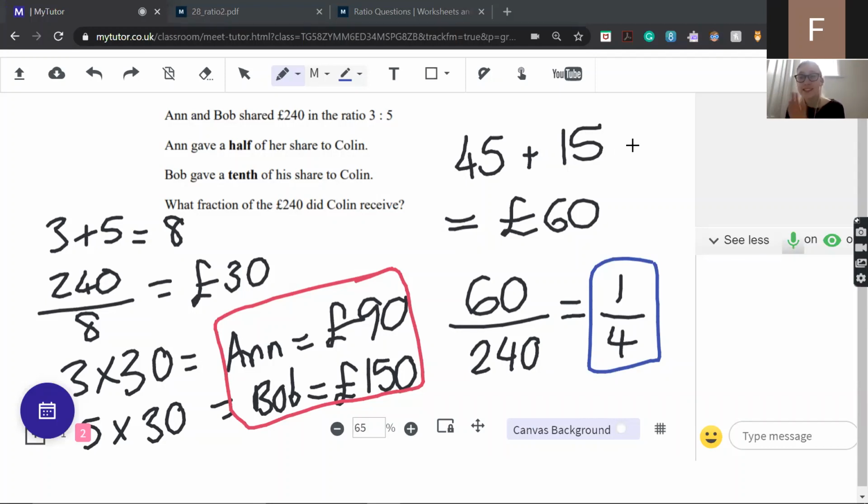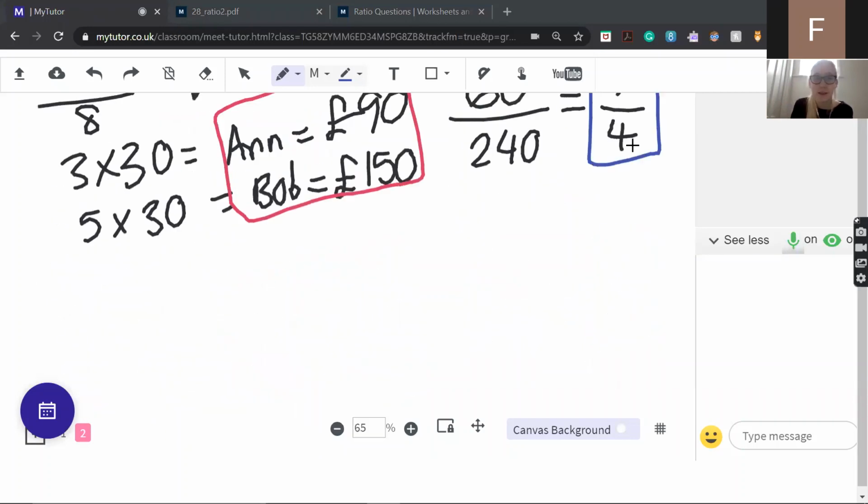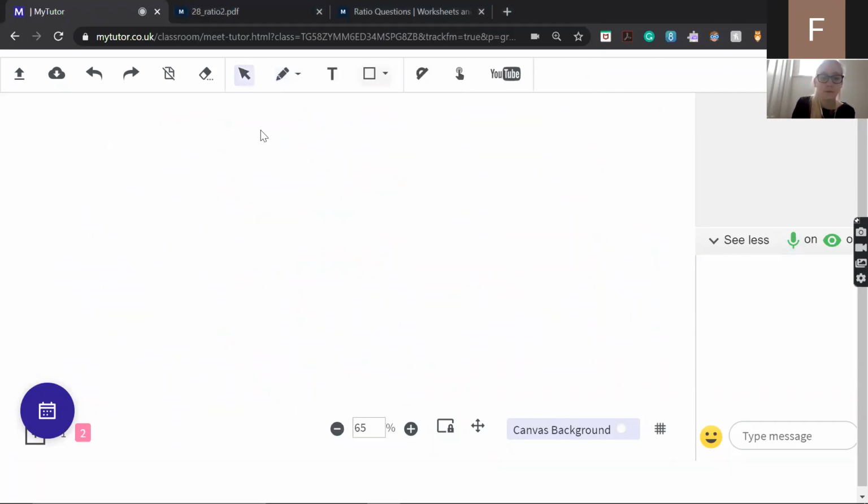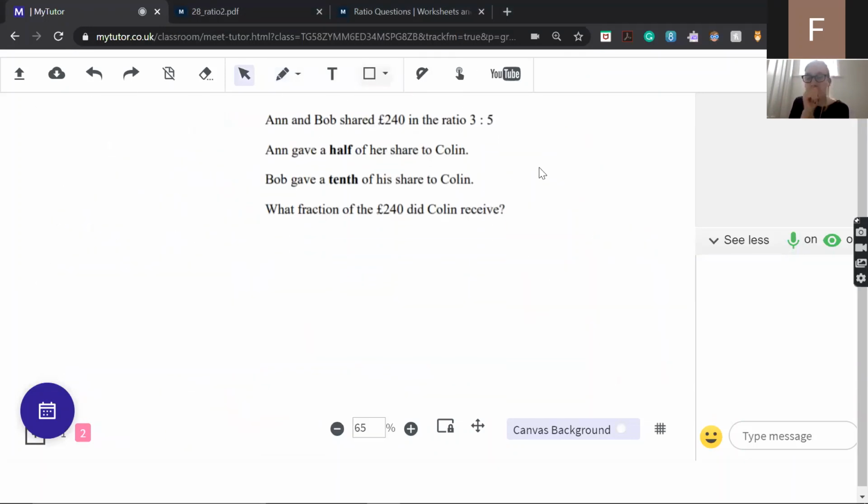Now I'm going to show you this sneaky, just thinking about the ratios method. So, same question, I've just pasted it again. We're going to think about it just in terms of these ratios, these chunks. And what we're going to do here, we're not going to calculate anything. We're not going to calculate any amounts. We're not going to know how much Anne gets, how much Bob gets. We're not even going to know how much Colin gets, because the question's just asking us for the fraction.